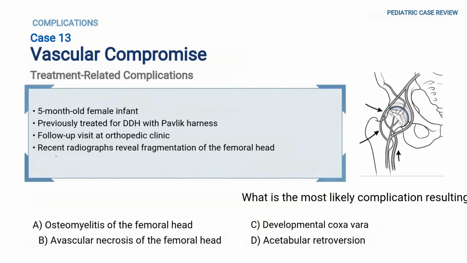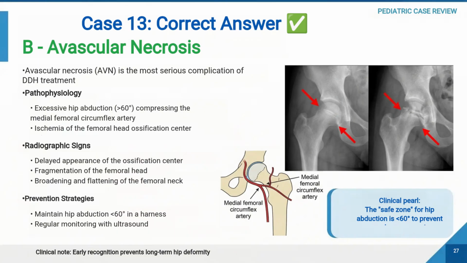Option A, osteomyelitis of the femoral head. Option B, avascular necrosis of the femoral head. Option C, developmental coxa vara. Option D, acetabular retroversion. The correct answer is B, avascular necrosis of the femoral head.